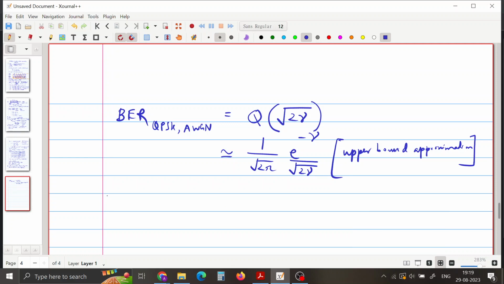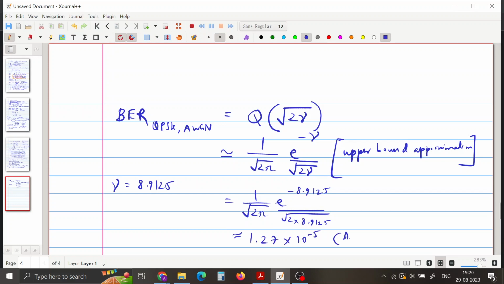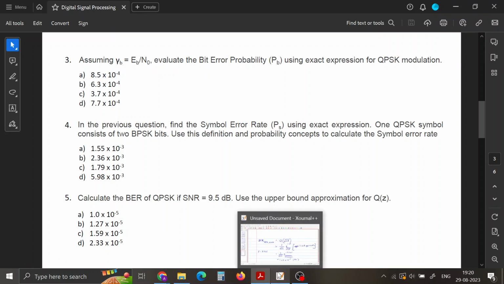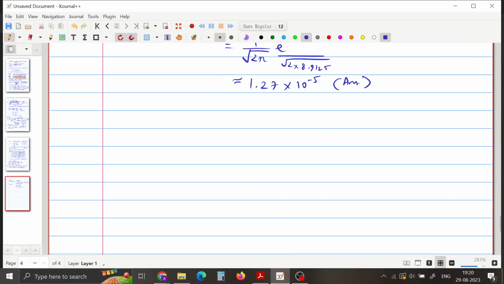So you substitute the values. Gamma from 9.5 dB, we saw that it appears to be this in linear scale. So if you substitute the values, e power minus 8, this thing, you get nearly 1.27 into 10 to the power minus 5. That's your answer. This is your option B. Fifth question, option B.